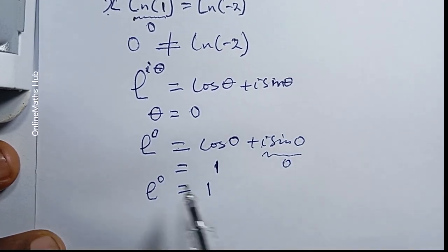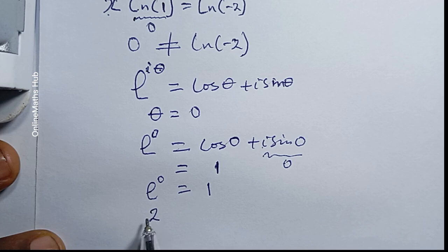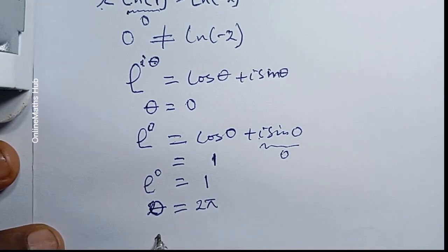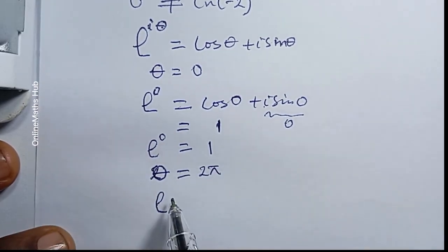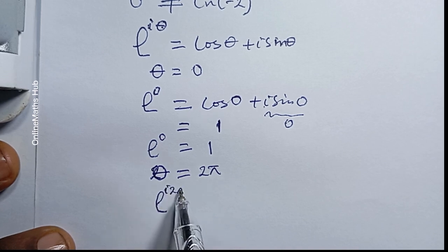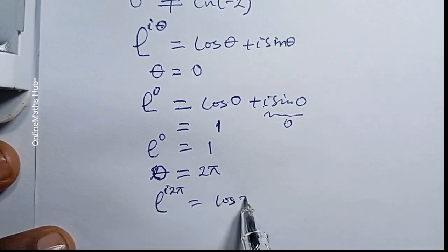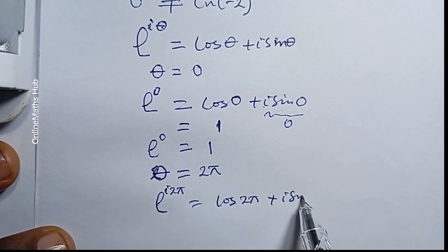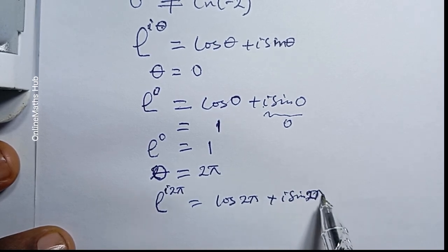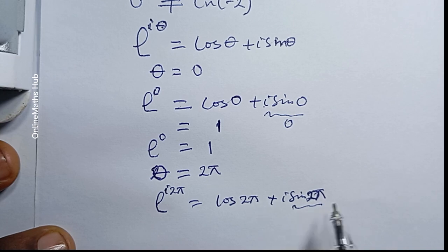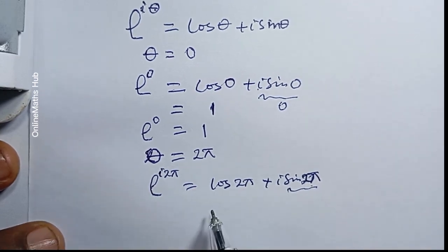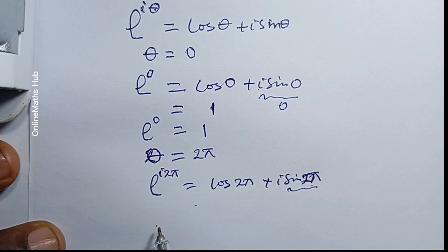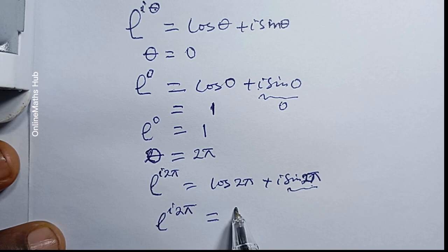Of course you can also check what the value of this exponential equation will be when theta is equal to 2 pi, and you're going to discover that it will still give you 1. So we have e to the i 2 pi equal to cos 2 pi plus i sine 2 pi. Sine 2 pi is equal to 0, so the whole of this part turns to 0, and cos 2 pi is also equal to 1. So you see that e to the i 2 pi is equal to 1.